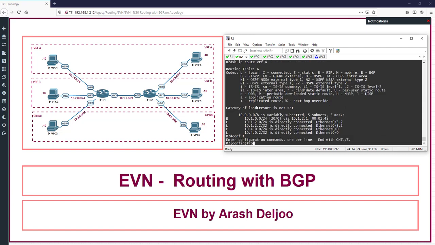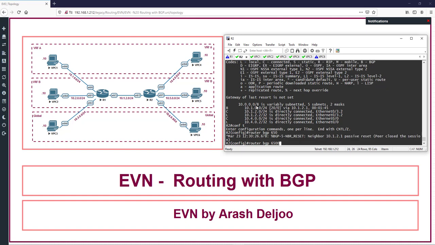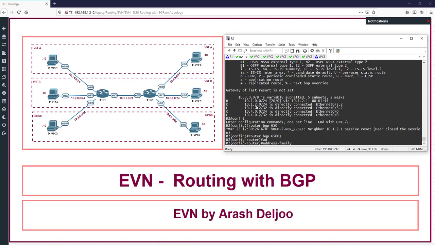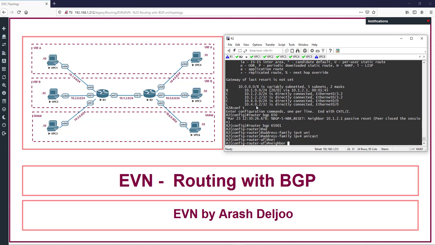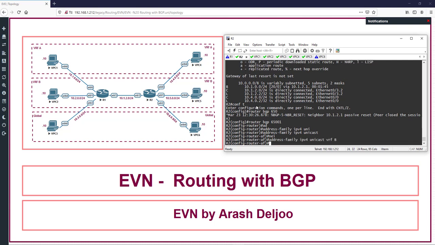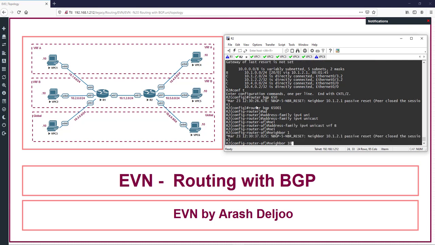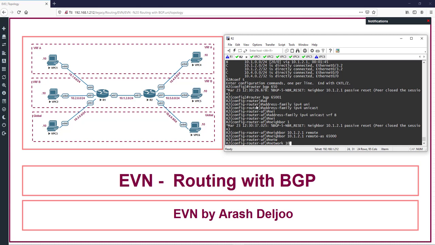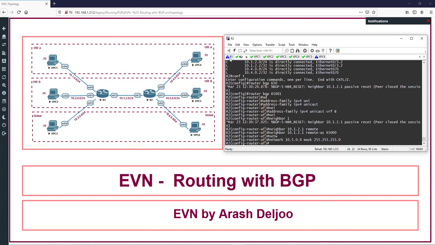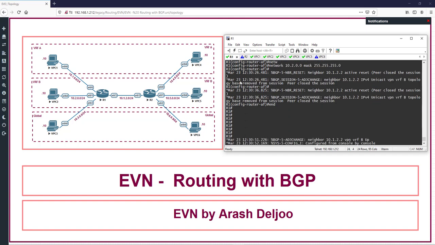In router 2, conf t, router BGP 65001, address family IPv4 unicast, then the neighbor unicast for VRF. The neighbor statement is 10.1.2.1 with the remote AS of 65000, and the network statement is 10.5.0.0 with the mask of 255.255.255.0. That's it. Let me check the neighborship between these two routers.